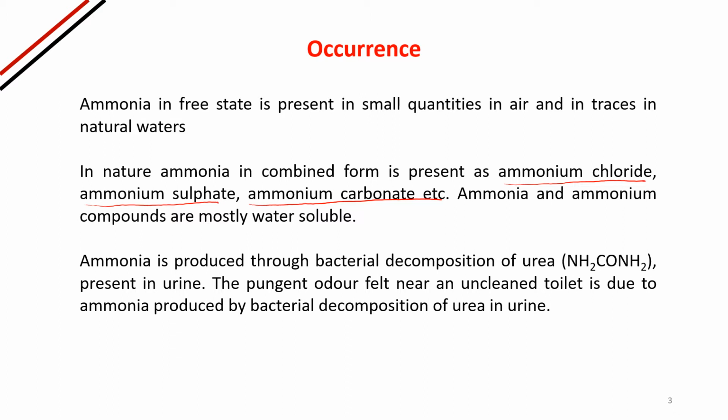Ammonia is produced through bacterial decomposition of urea. The formula of urea is NH2CONH2, present in urine. The pungent odor felt near an uncleaned toilet is due to ammonia produced by bacterial decomposition of urea in urine.